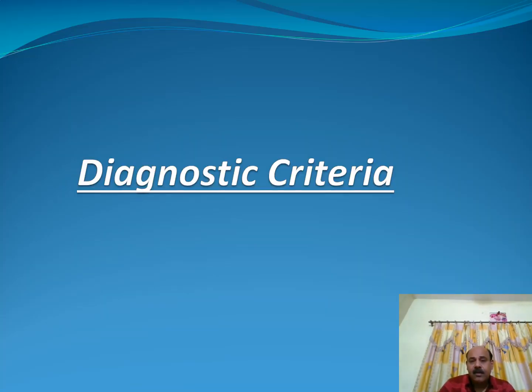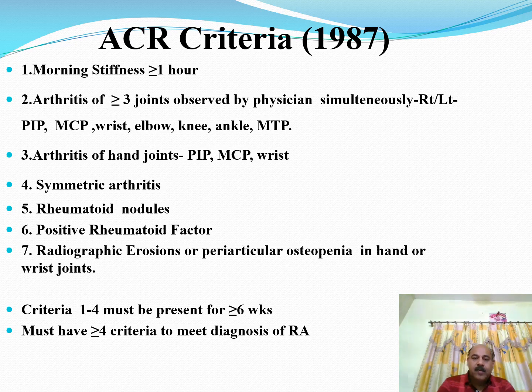Now coming to the diagnostic criteria, how to make the diagnosis of RA. Making the diagnosis of RA is not always very difficult. Sometimes we can make the diagnosis of RA even without doing any sort of investigation. But we have to keep in mind this ACR criteria, which incorporates these 7 points. The first one is morning stiffness of at least 1 hour duration. Second is arthritis of 3 or more joints as observed by the physician.